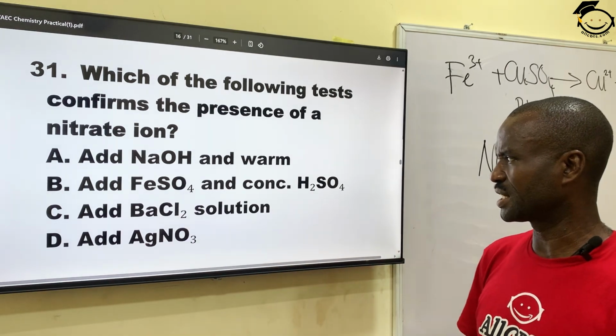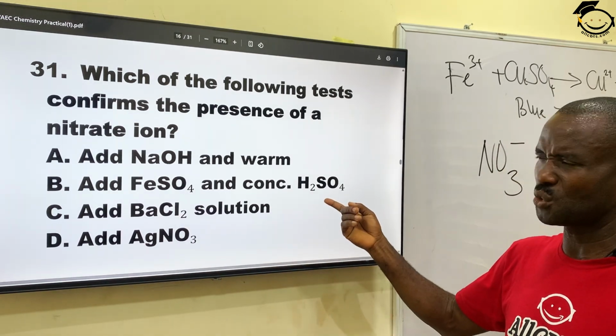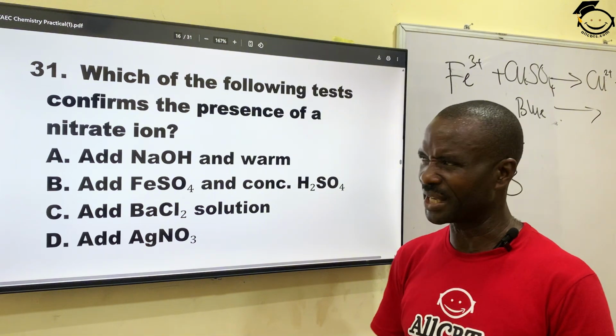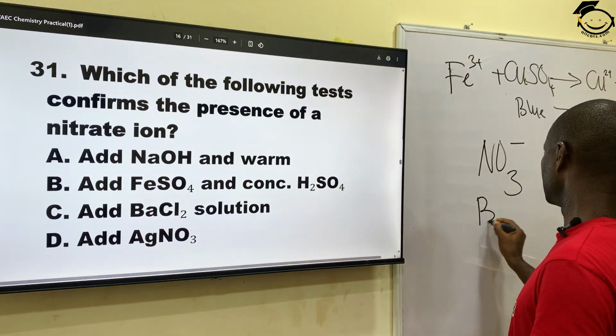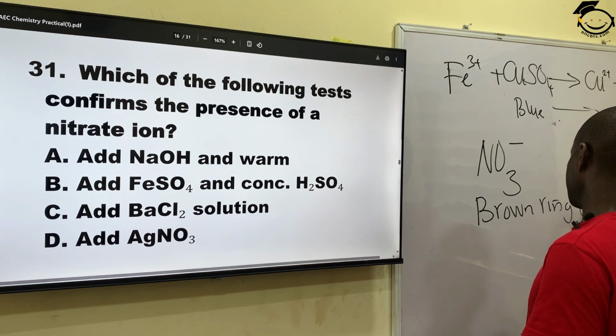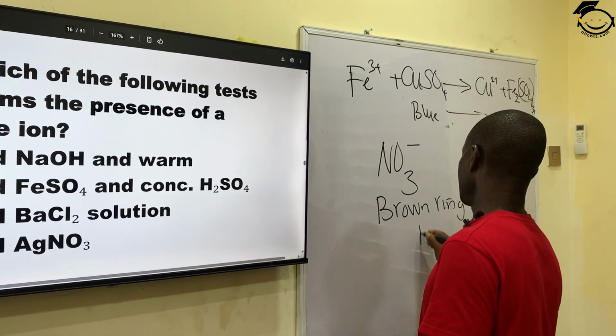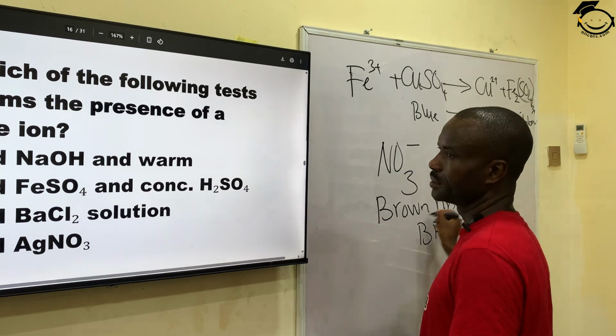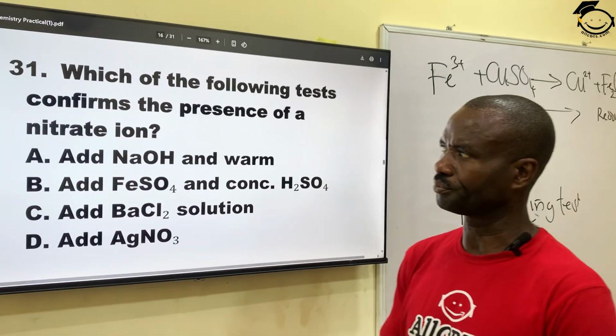Iron(II) tetraoxosulfate(VI) followed by H2SO4 is called the brown ring test, BRT.